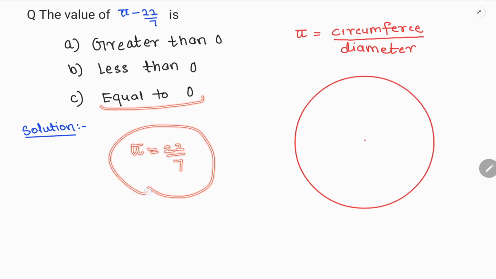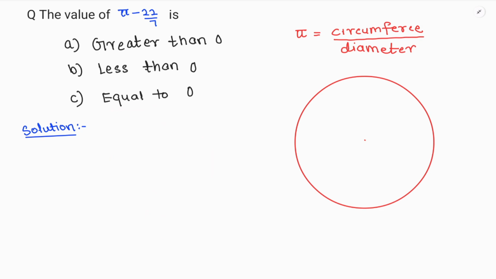But if you remember, pi is not exactly 22 by 7. Pi is approximately 22 by 7. So in today's video, we will figure out what is happening here, and what is the difference of pi and 22 by 7.